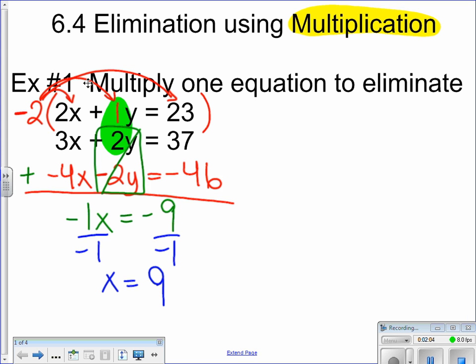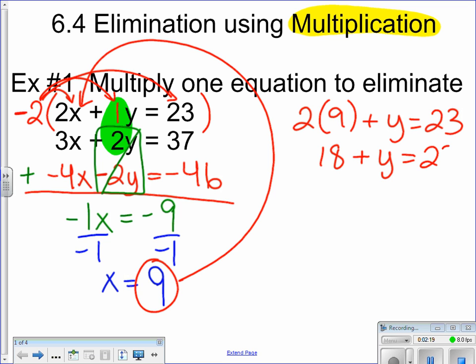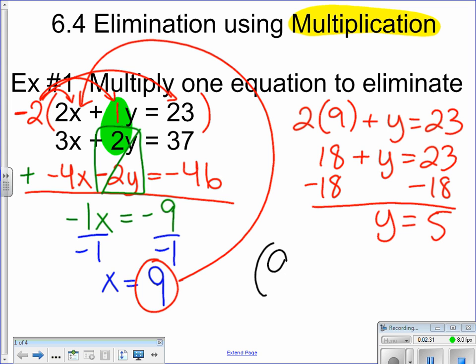You have to then go back to the beginning and take your x and plug it in. So 2 times 9 plus y equals 23. Multiply 2 and 9, that will result in 18. Subtract 18 from both sides. 23 minus 18 gives us a y value of 5. Now don't forget to put your answers in an ordered pair with the x listed first. And that's how you would do elimination for example number 1. You first multiply by negative 2 and then eliminate your y's.